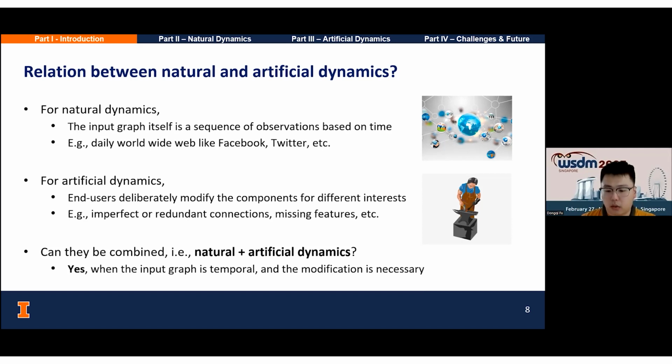Then a spontaneous question is, can natural and artificial dynamics be combined, like natural plus artificial dynamics? The answer is yes. When the input graph is time evolving and some modification is necessary, then natural plus artificial dynamics makes sense. So which direction is nascent? We will introduce some related work in the fourth part of our tutorial, that is, challenges and future.